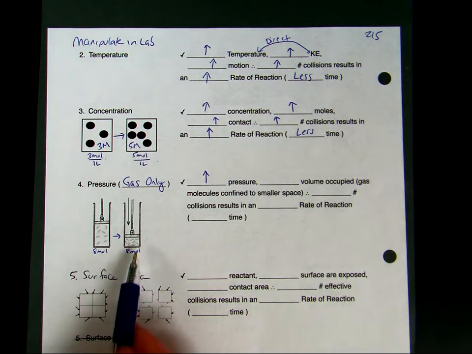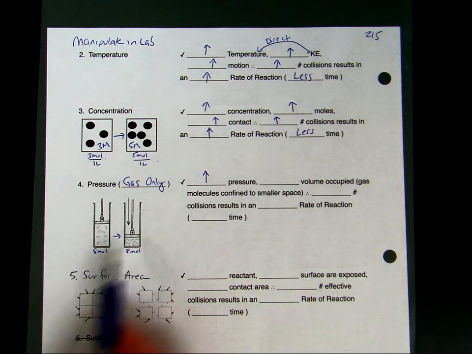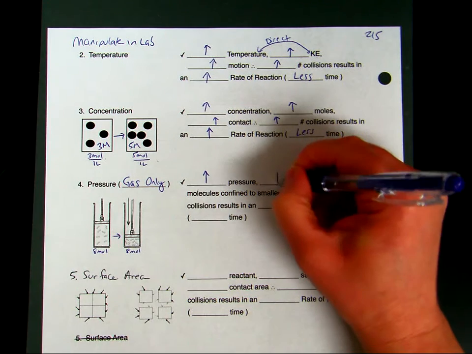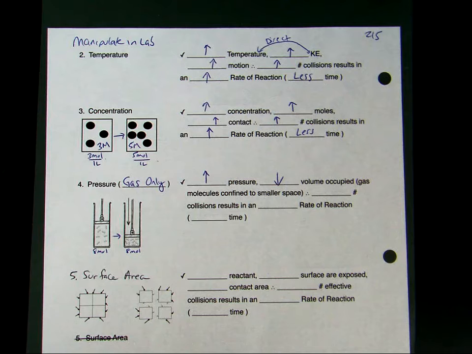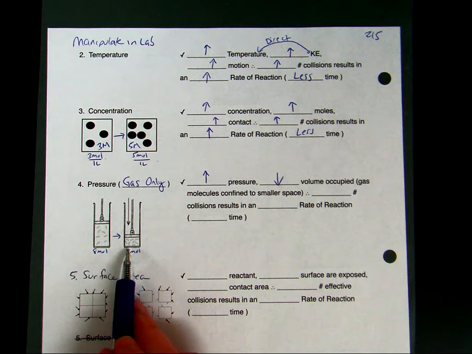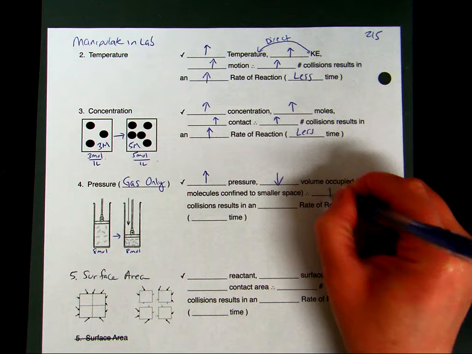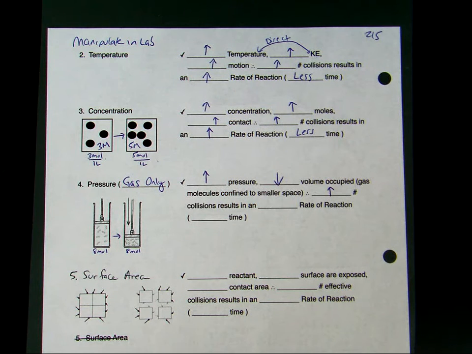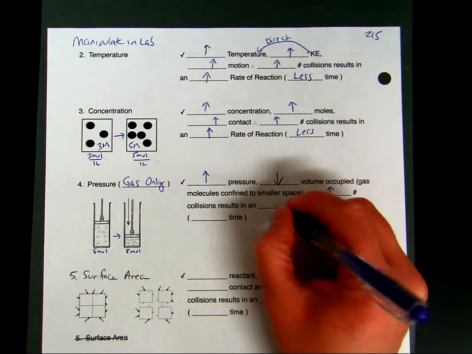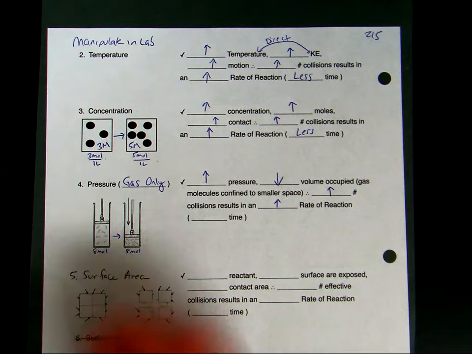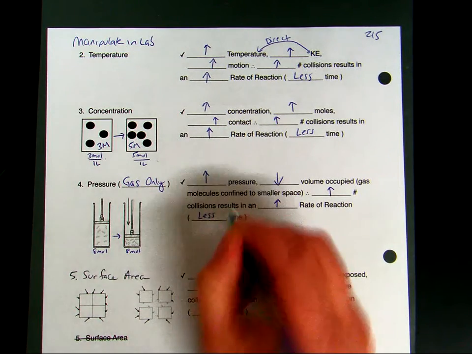And therefore, look at the amount of space occupied by those gas molecules. There's a decrease in the volume that the gas is allowed to occupy, so it's confined to a smaller space. So if you take a look, less space means that the molecules are going to run into each other a little bit more often, so that means an increase in the number of effective collisions. And more collisions means an increase in the rate of reaction, or taking up less time.